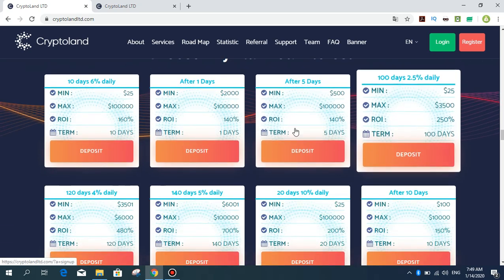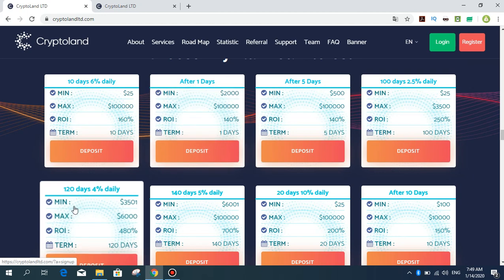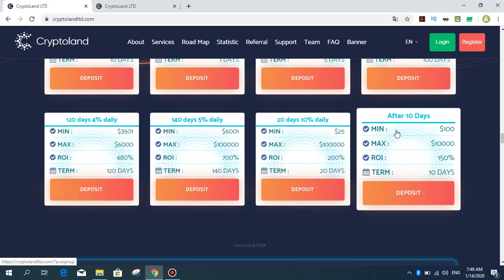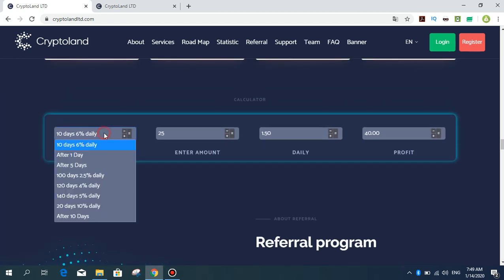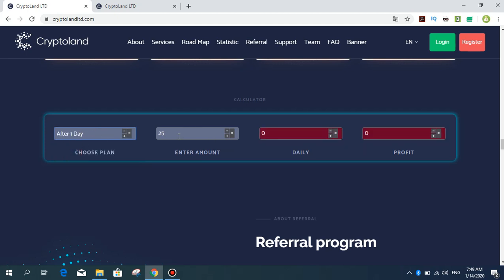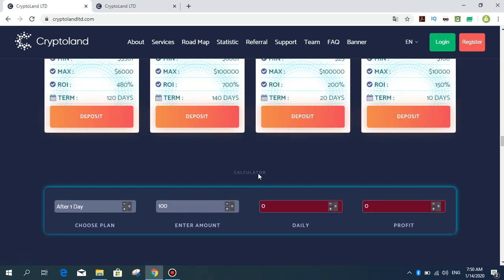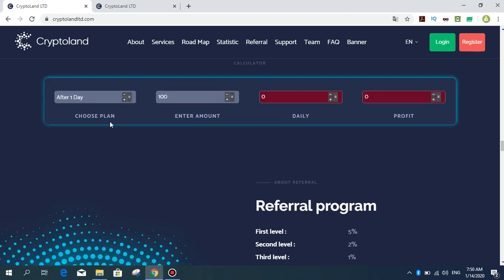And there are other investment plans for 100 days, 120 days and 10 days. Minimum deposit $100 and maximum deposit amount is $10,000 and ROI 150%, term is 10 days. And you can calculate your earning profit from this calculator area. Example, after 1 day, you invest $100 and how much daily? Okay, calculate, it does not work now.